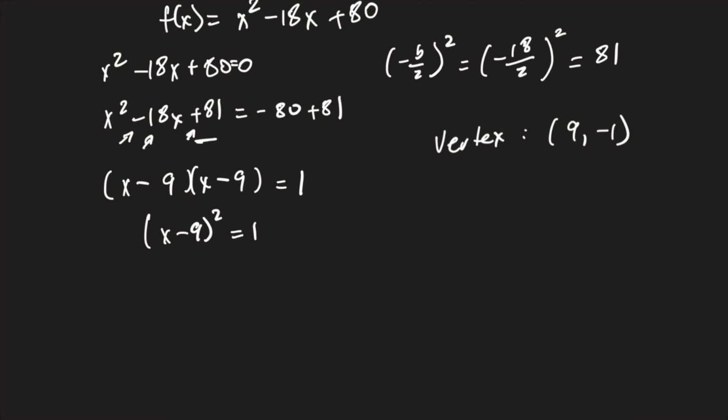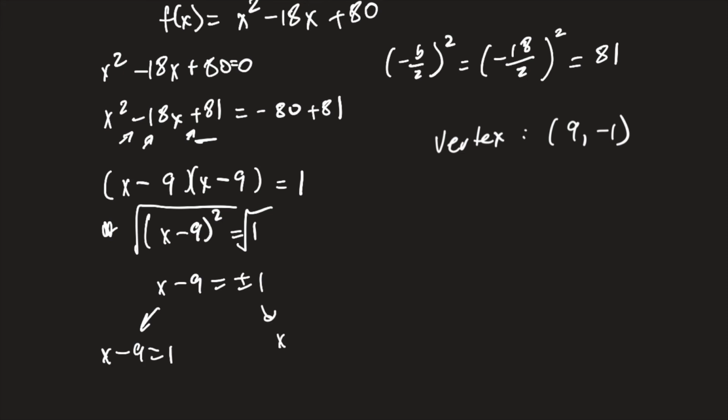And if I solve this for x, I can take the square root of both sides. I have x minus 9 equals plus or minus 1. And again, I have two answers: x minus 9 equals positive 1 and x minus 9 equals negative 1. So add 9 to both sides.